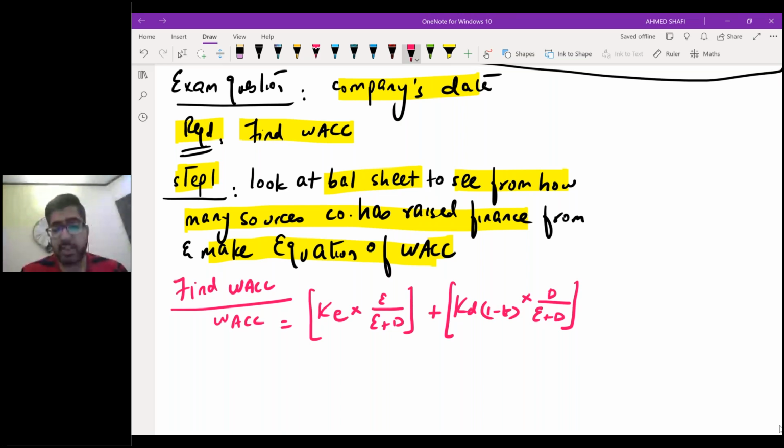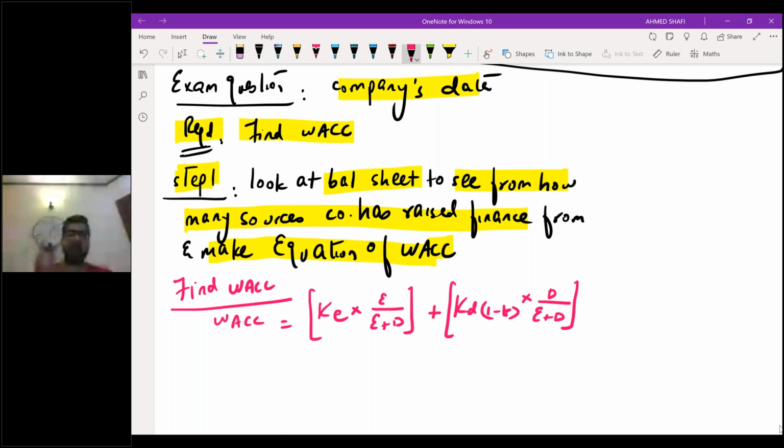When a question asks you to find WACC, and every WACC question will ask you this requirement, look at the balance sheet to see from how many sources it has raised finance and make the equation. Let's suppose you see the company has raised finance from two sources, equity and debt. That means the company has to give a return to two parties, one to equity holders, one to debt holders, and bear two costs, KE, cost of equity, and KD, cost of debt. So WACC would be KE plus KD on their respective portions. KE on equity proportion, that's equity over total. KD on debt portion, debt over total.